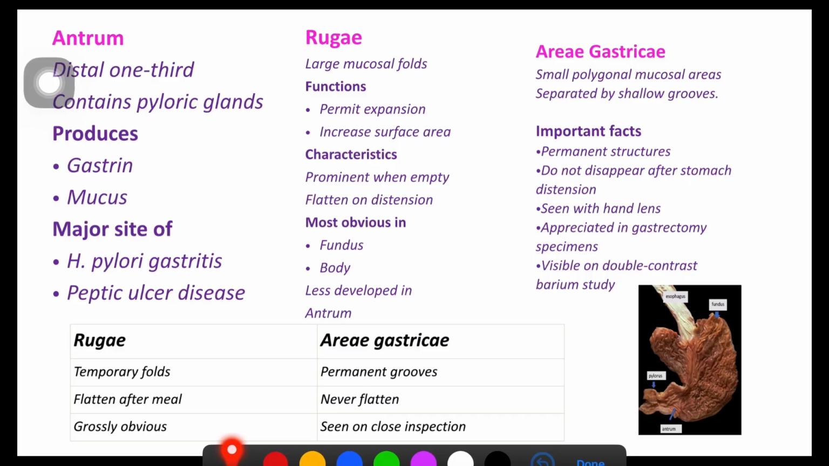So what is the difference between rugae and area gastrici? Rugae are temporary folds, flattened after a meal, and grossly obvious. Whereas area gastrici are permanent grooves, never flattened, and seen on close inspection.